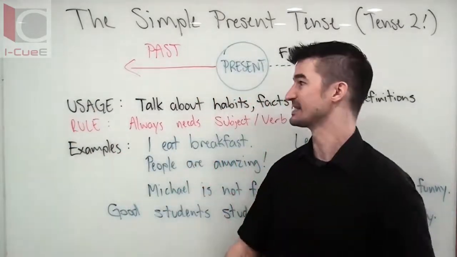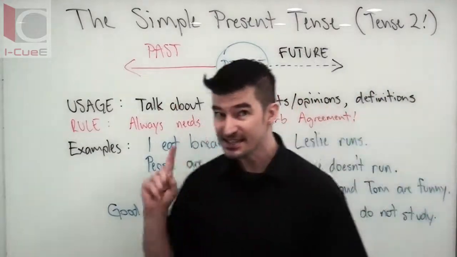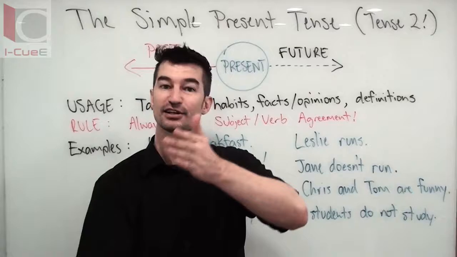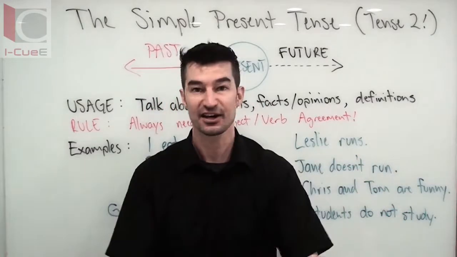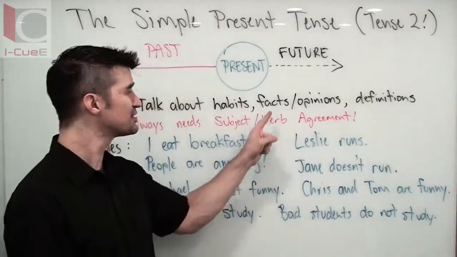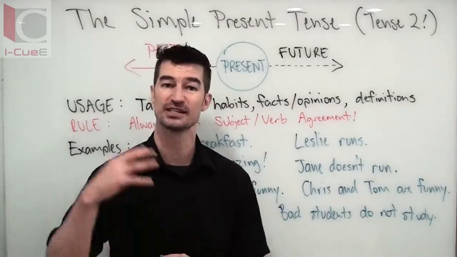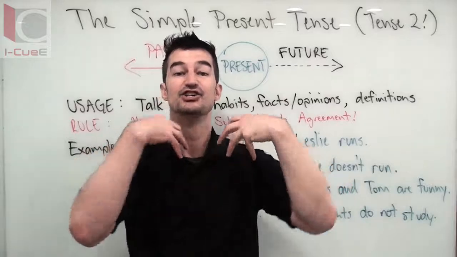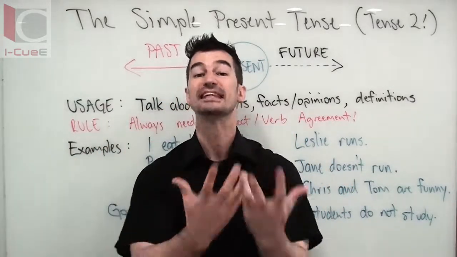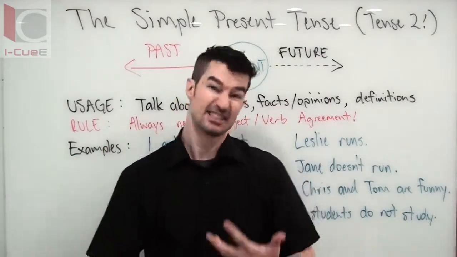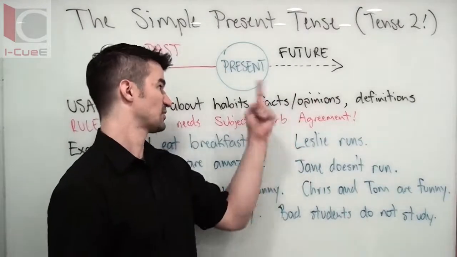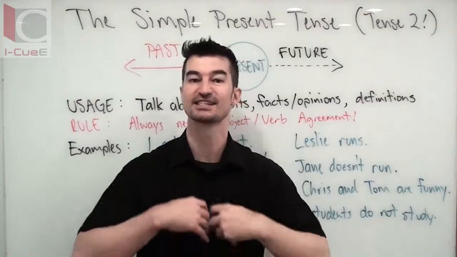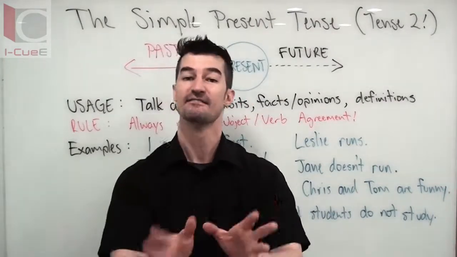The simple present tense talks about habits, which are things that we do all of the time. They're regular patterns of action or behavior. They talk about facts and opinions. We use the simple present tense to talk about facts and opinions. These are general statements that we believe to be true. Some people often confuse opinions with facts or facts with opinions, but we use the simple present tense to talk about these ideas very often.